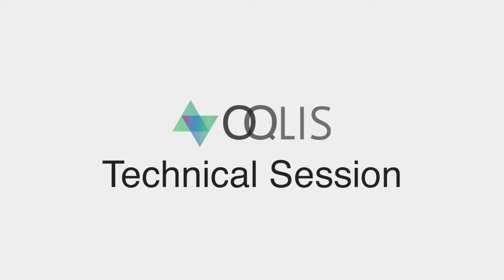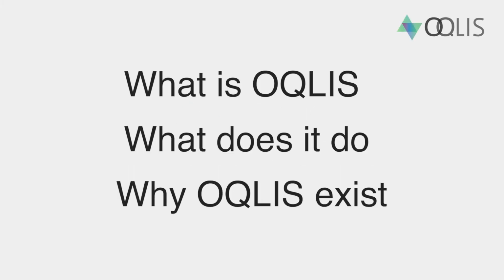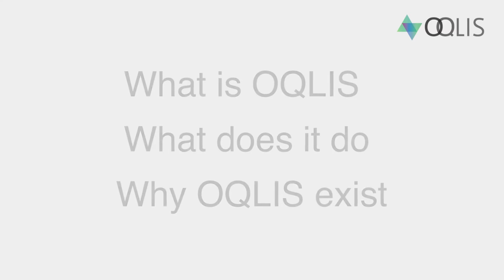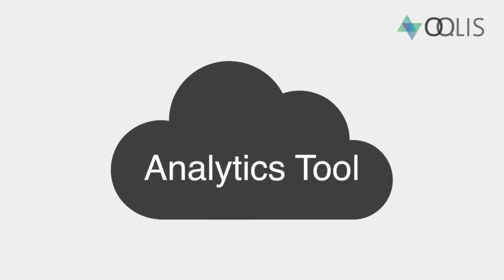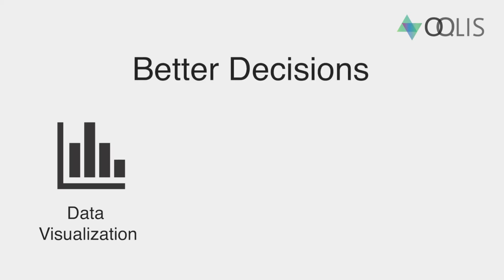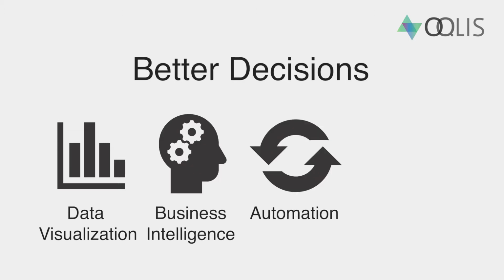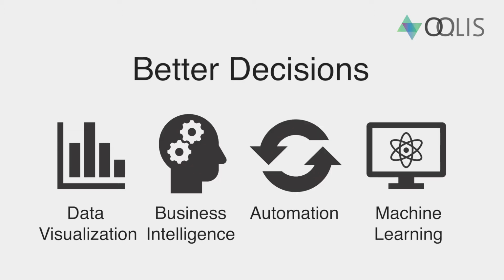Okay, so maybe then what I'll do is I'll just start with what is OQLIS and what does it do, and why do we exist? Primarily, OQLIS is an analytics tool, a cloud or web-based offering. At our core, we help people make better decisions through data visualization, business intelligence, automation, and machine learning. That's essentially the core of what we do.